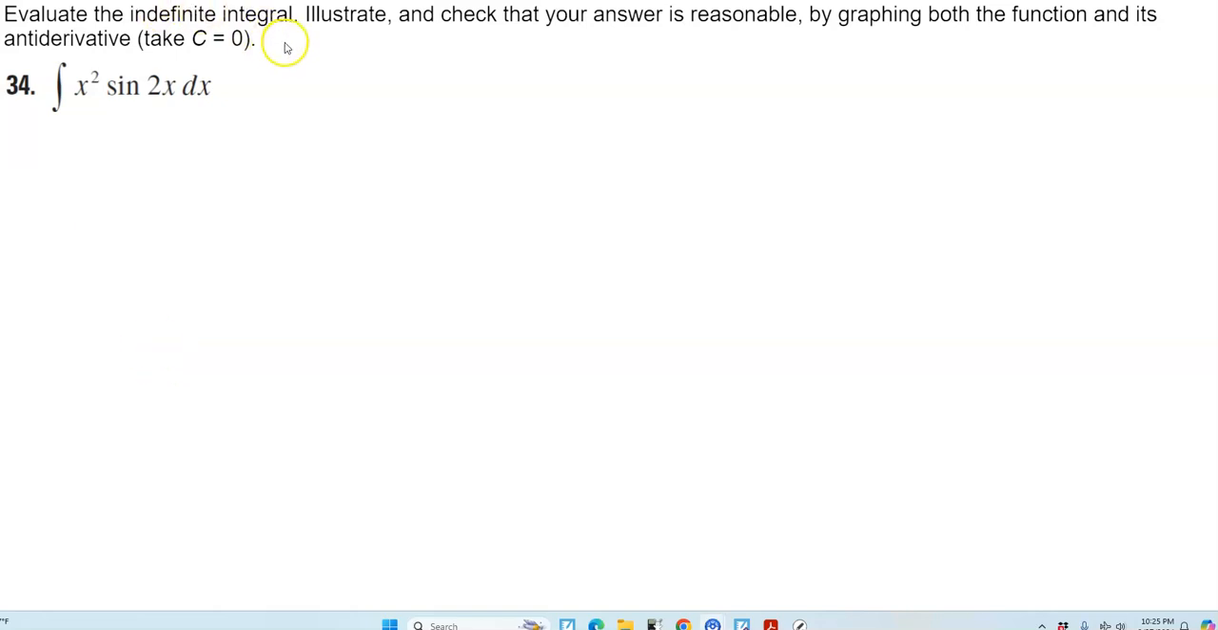Evaluate the indefinite integral, and then illustrate and check your answer is reasonable by graphing both the function and its antiderivative, and then take c equal to 0. So in this case, we're going to start with the u substitution.